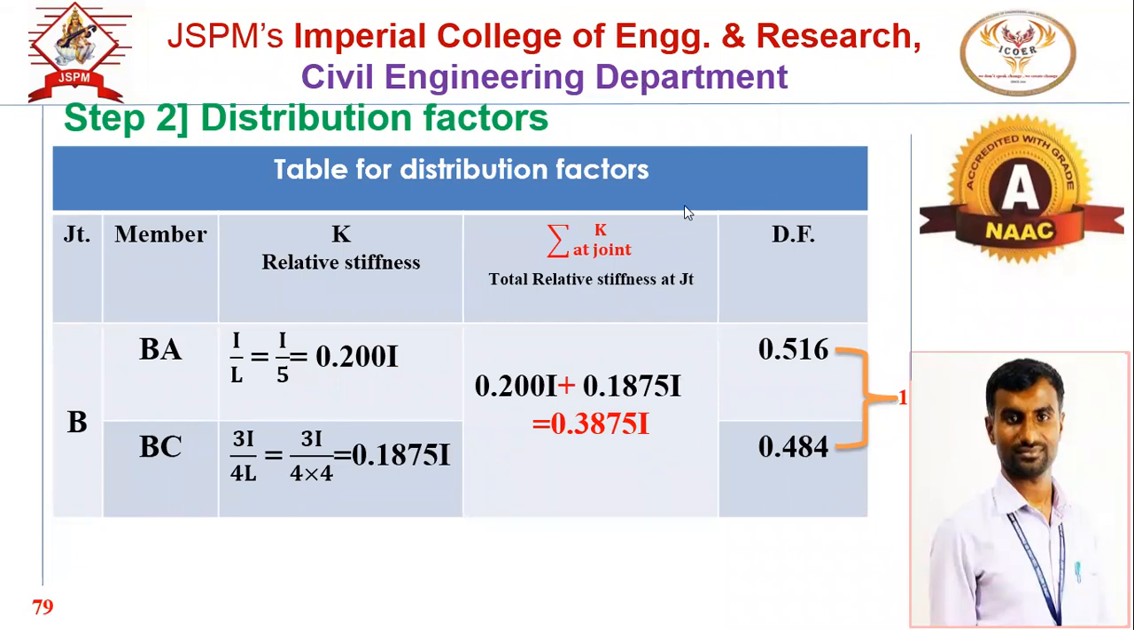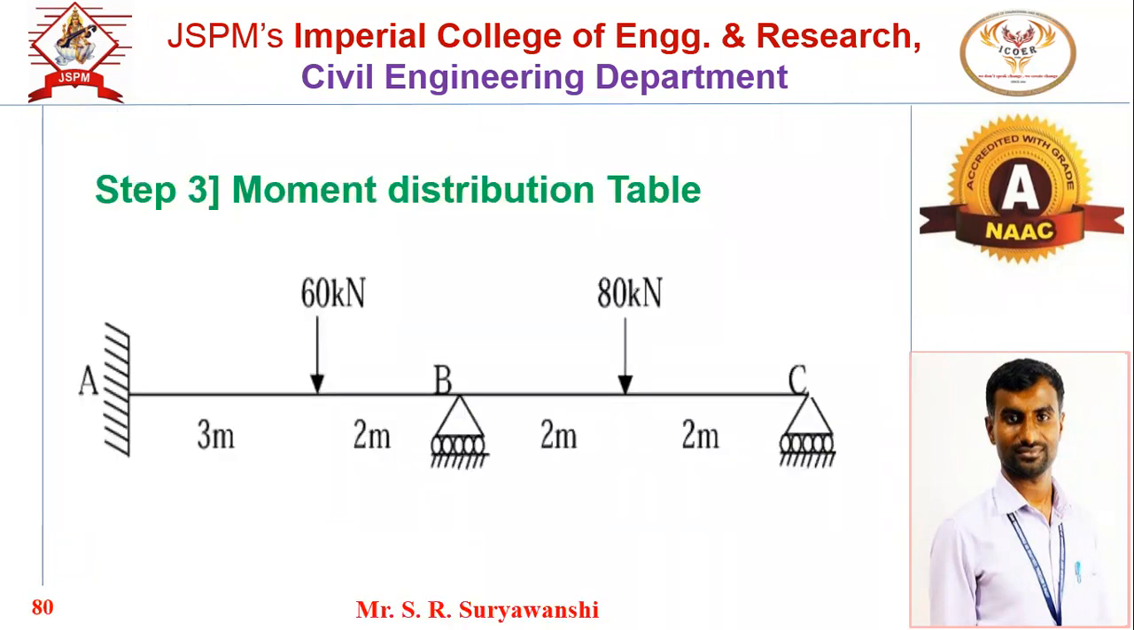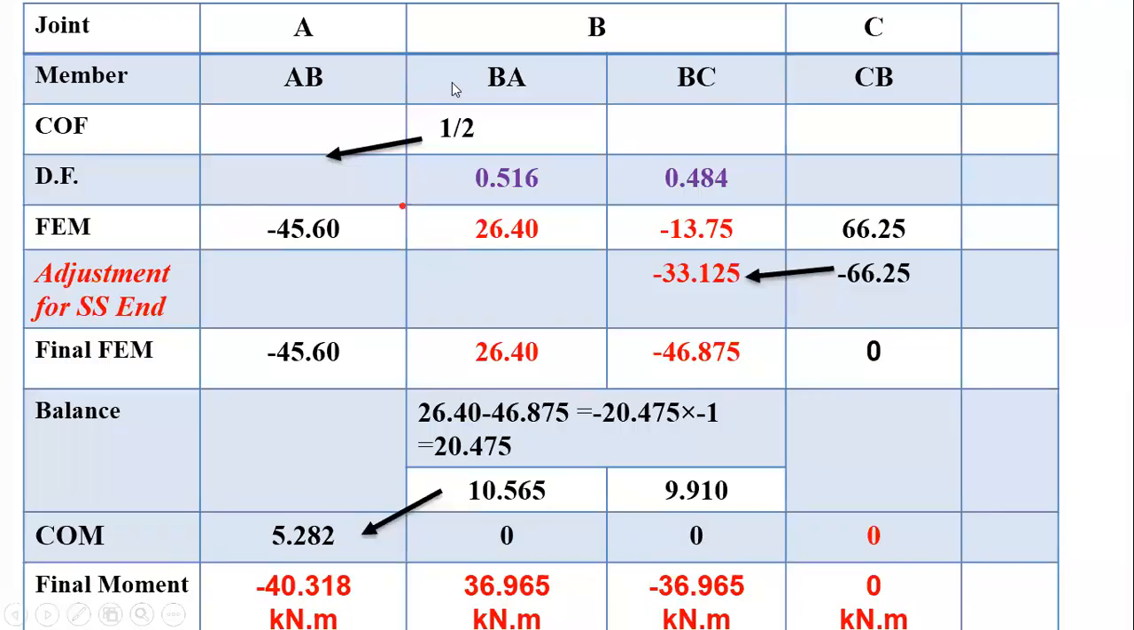Next, it is for the moment distribution table. You know the standard format for the moment distribution table, so prepare the standard format as it is, and we have to start from the joint. There are 3 joints A, B, C, and the members associated with them are AB for A. At joint B there are 2 members, BA and BC. At C only 1 member, that is CB. Next will be the carryover factor.